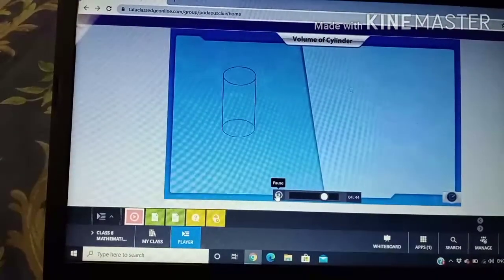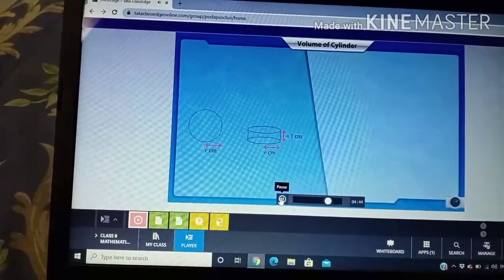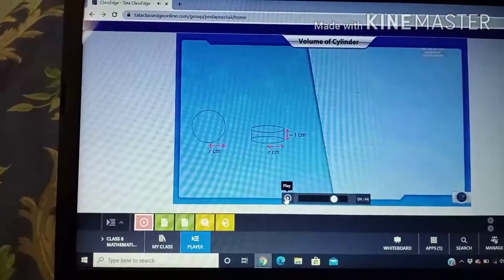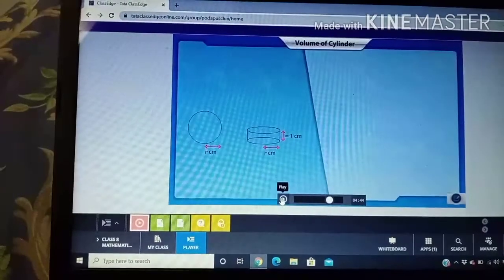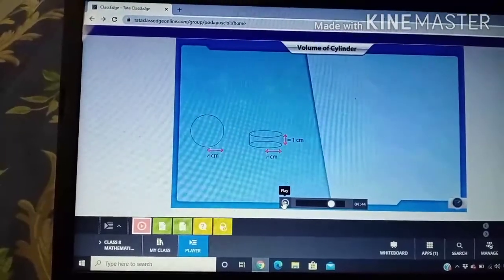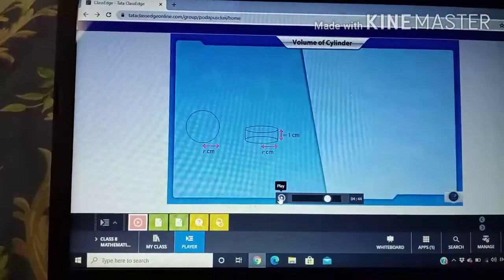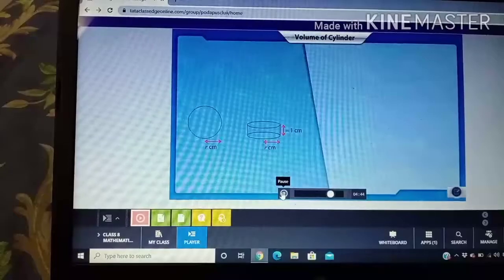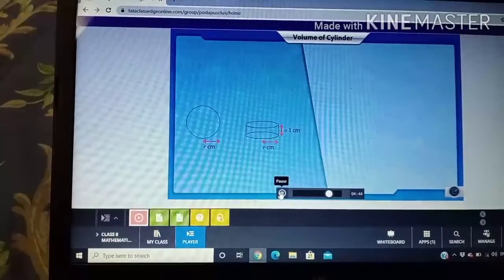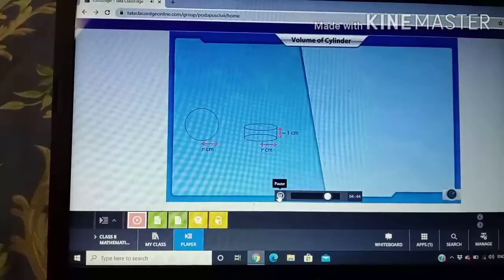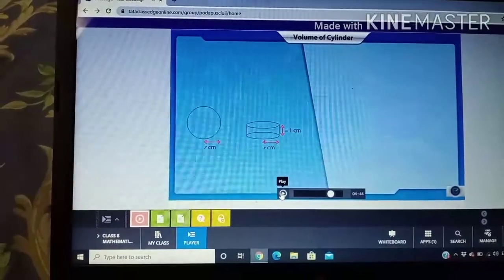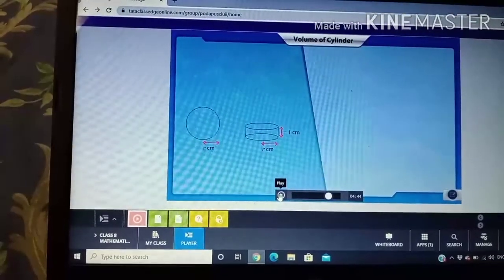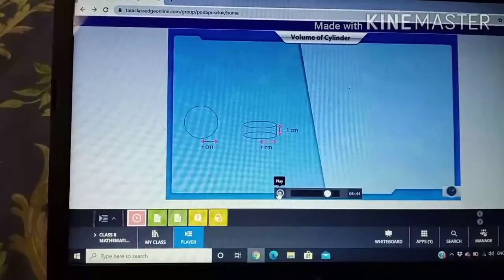Since the base of a cylinder is circular, we cannot layer the cylinder using unit cubes, as we do in a cube or cuboid. Now the cylinder base is circular, so we are not able to use the unit cube. What are we going to use? Instead, we'll use discs of unit height having the same radius as the cylinder. So what we use is a disc of height 1 centimeter and the same radius as the cylinder.